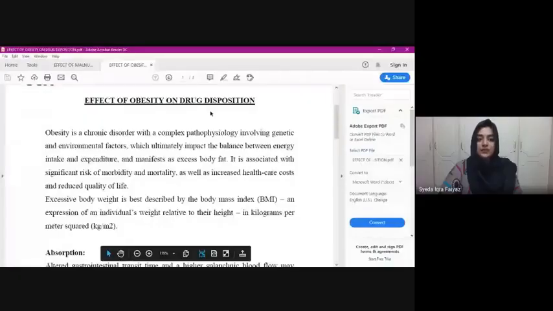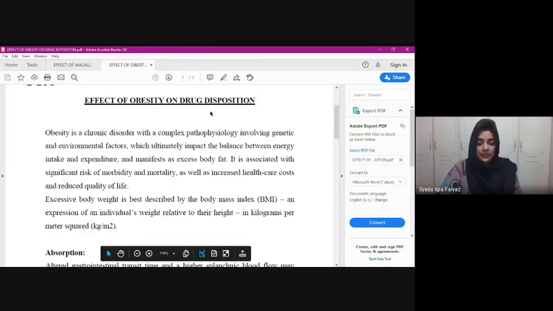So, like I said last time, you have seen in the last lecture that protein energy malnutrition actually affects drug disposition. In the same way, obesity will also, because obesity is a chronic disorder with a complex pathophysiology. Pathophysiology means that your physiological processes associated with disease, involving genetic and environmental factors, are altered because of those factors, which ultimately impact the balance between energy intake and expenditure, meaning how much energy you are taking in and how much output is produced. That will actually decide where you lie.